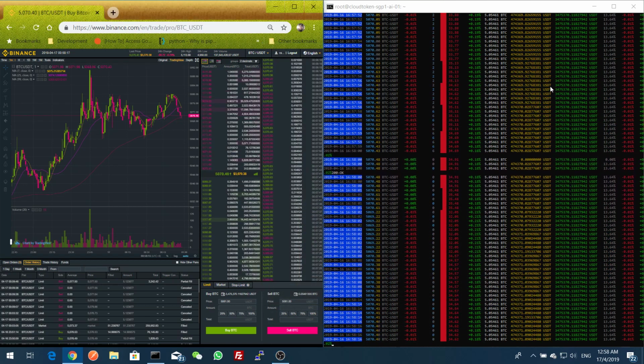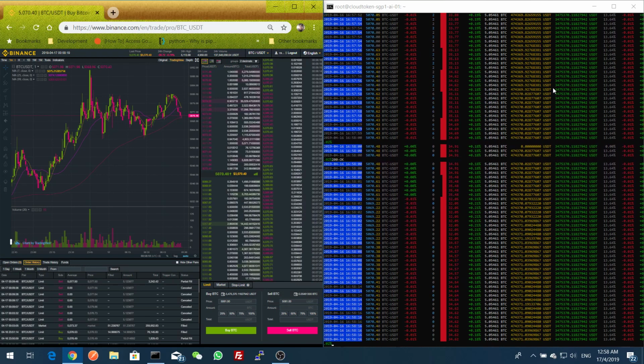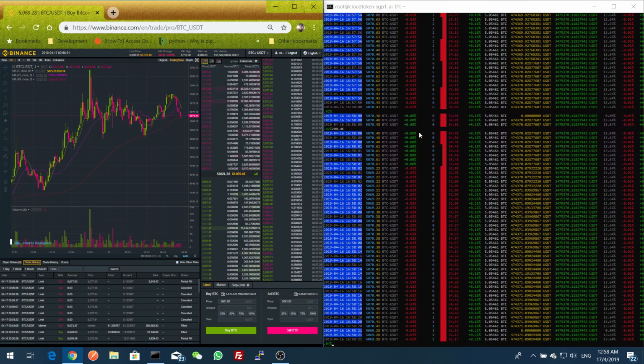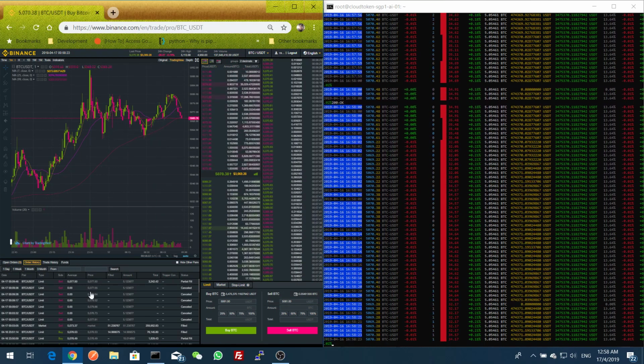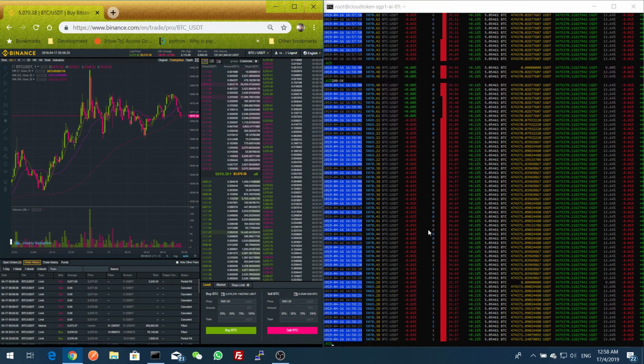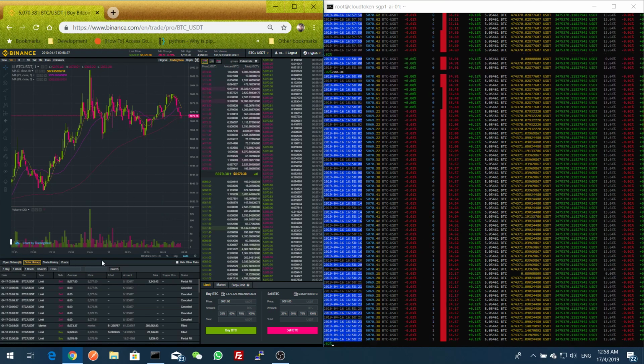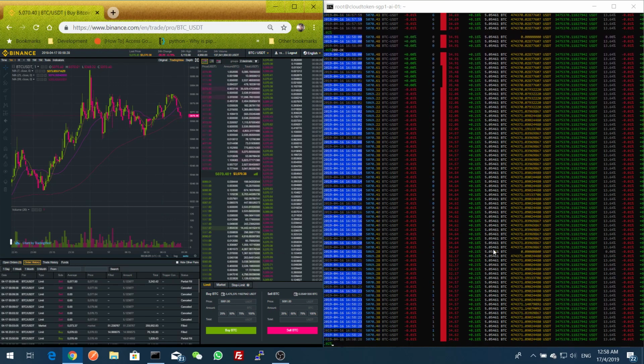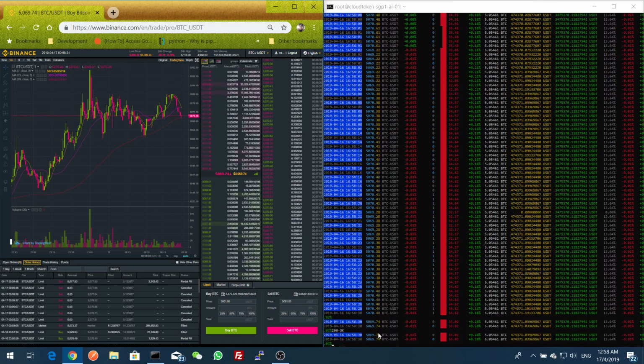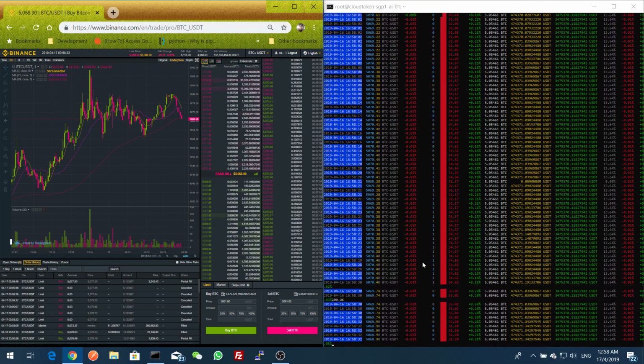Okay, hi guys. I promised you I would show you the Binance trading platform together with our bot running side by side. The bot has been running, and it actually captured the price, which you can see here.